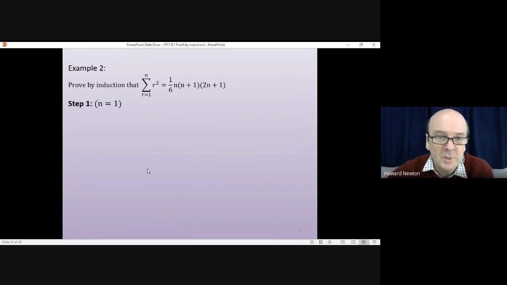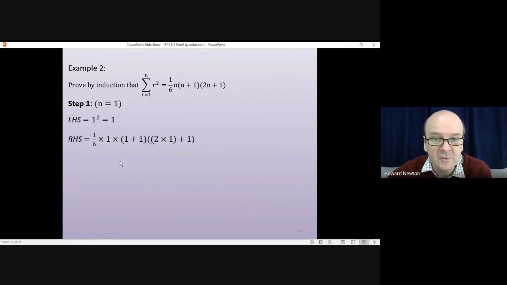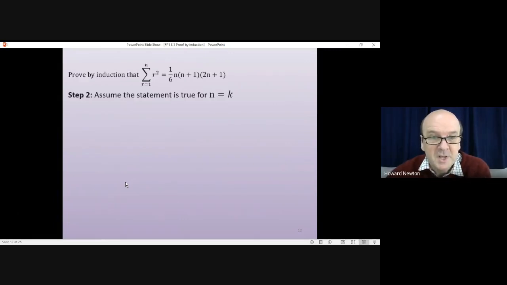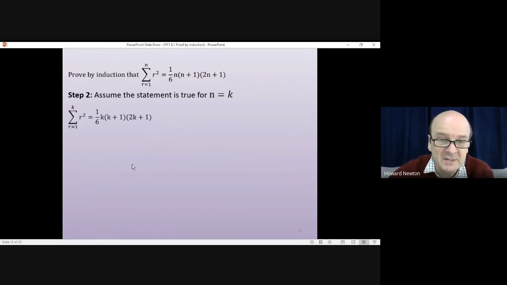Okay, we'll go through it together. So step 1, we consider n equals 1. Put 1 into the left-hand side and you will get 1. Put 1 into the right-hand side, you get all of that, tidy it up, you get 1 as well. So yes, it does work if you put 1 in both sides of the equation. Step 2, we assume that the statement is true for n equals k. This is very straightforward. We just put k into both sides and that gives us that.